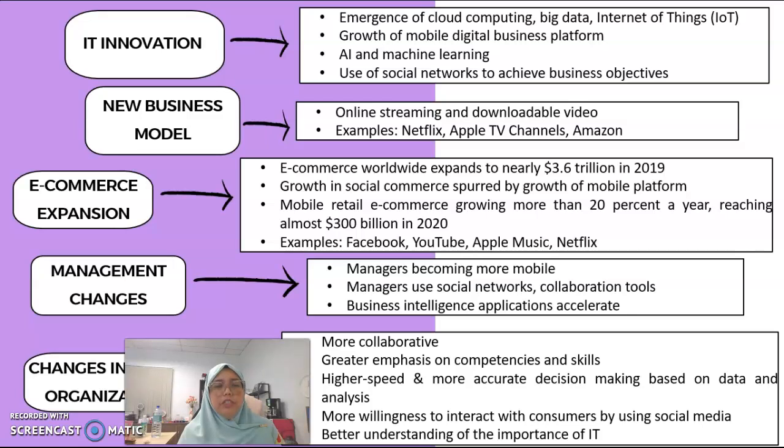Number 4 is management changes. The management of business firms has changed. With new mobile smartphones, high-speed wireless Wi-Fi networks, and also tablets, managers are also becoming more mobile. They started to use social networks, collaboration tools, and business intelligence applications to accelerate.